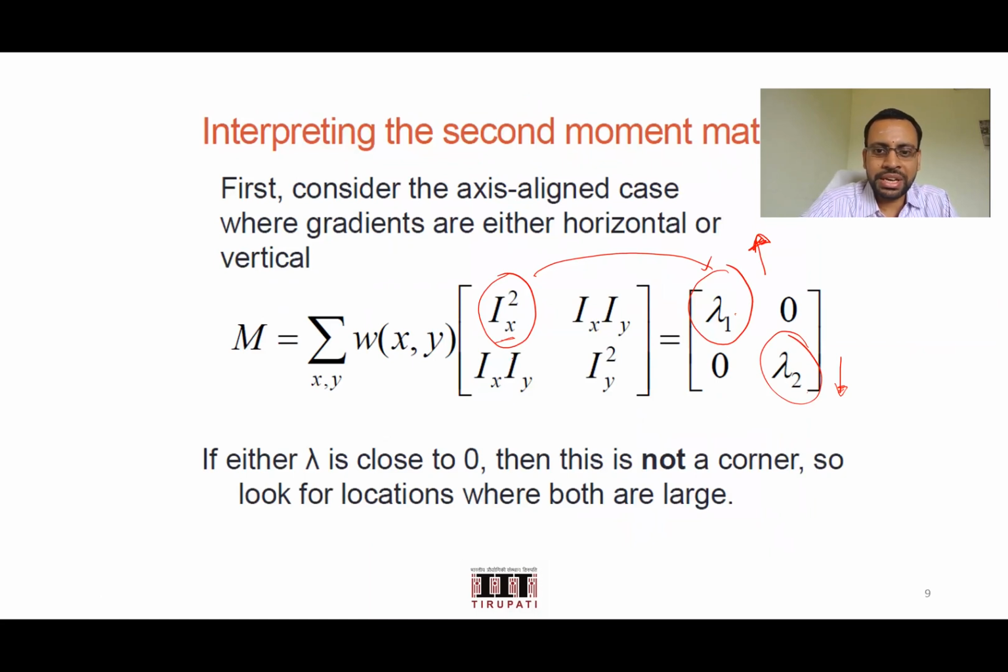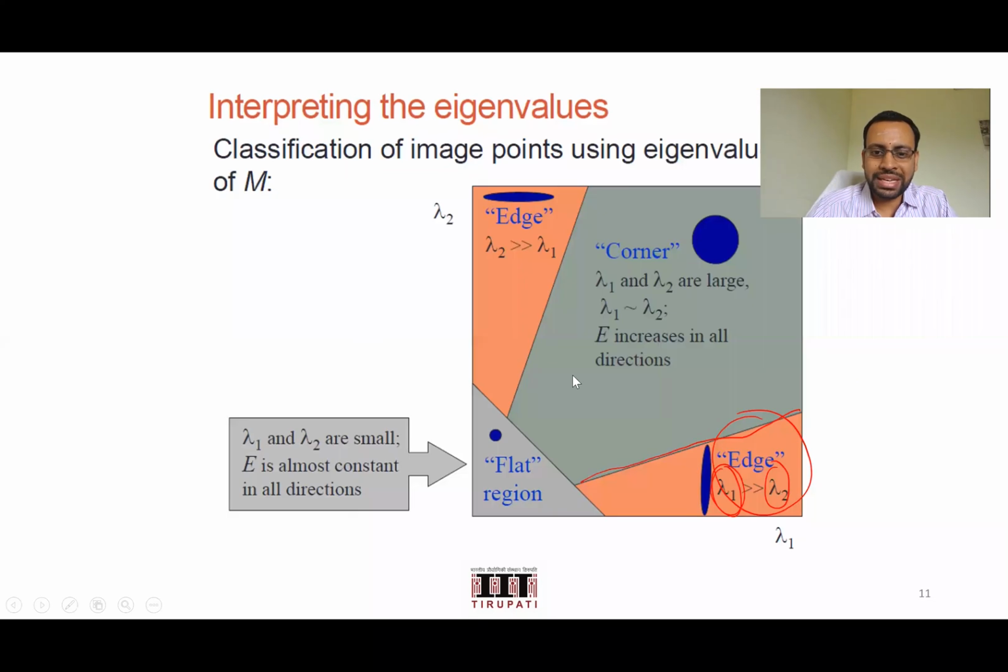So with this Ix and Iy, you hardly have any values. That would essentially represent a flat region, when both your lambda 1 and lambda 2 are small. This is your lambda 1, this is your lambda 2. Now, lambda 1 is large, but lambda 2 is not so large. That would be, in a way, an edge, it could be a vertical edge there. That's something it could result in.